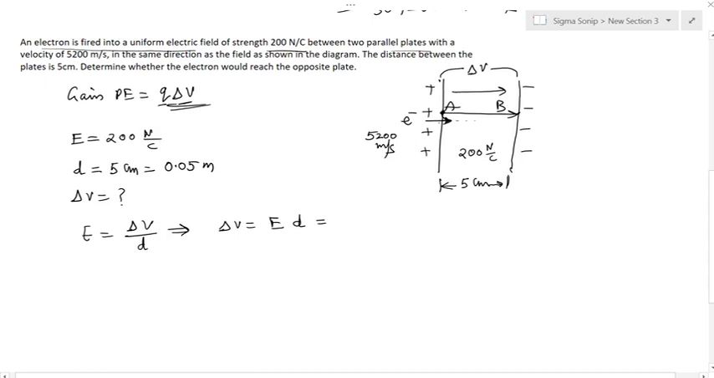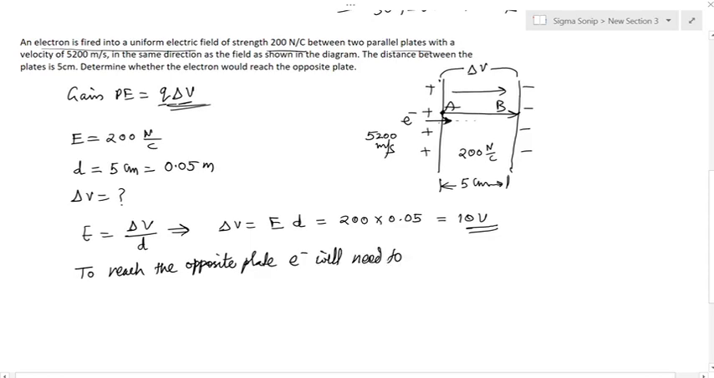Substituting values, we got 200 times 0.05, and that gives me a voltage of 10 volt. This is the voltage difference between positive plate and negative plate. Now we can find out how much will be the gain in PE of the electron if it reaches the opposite plate. To reach the opposite plate, electron will need to gain PE equal to Q delta V, which is equal to 1.6 times 10 to the minus 19, that's the charge of electron, times 10 volt, which gives you 1.6 times 10 to the minus 18 joule. So if the electron reaches the opposite plate, it will gain that much energy.